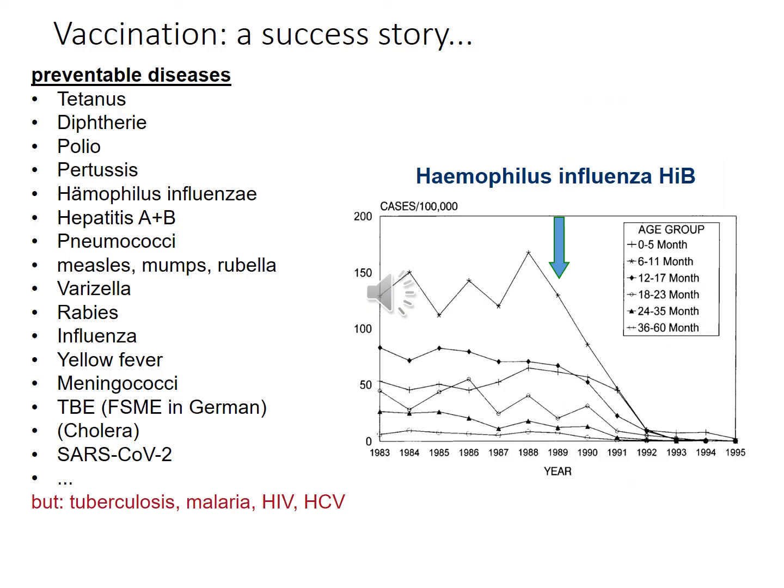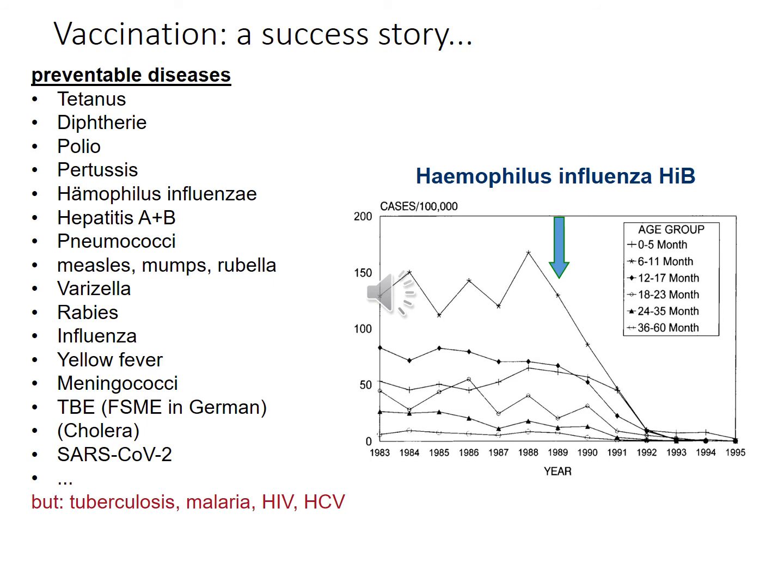So now vaccinations have become a success story. We have several preventable diseases, as is listed in the left part of this slide. And on the right part is an illustration of what happens when a vaccine is introduced. So Haemophilus influenzae type B, Hib, is a bacteria which was discovered during the influenza epidemic in 1892. And it was actually thought to be the cause of the flu for a while. But it's a gram-negative bacteria.